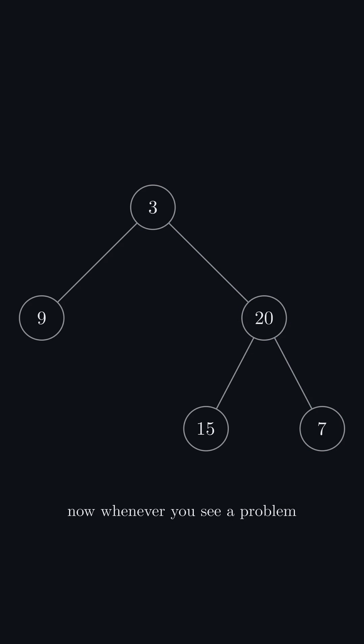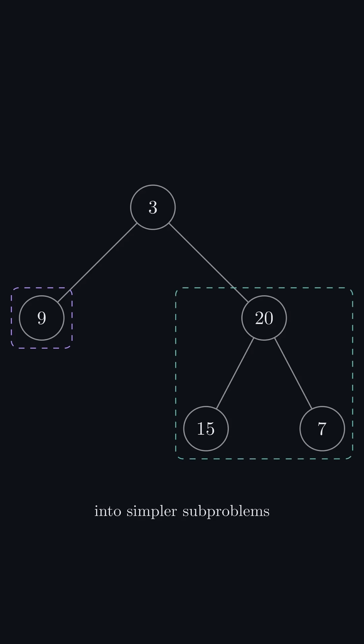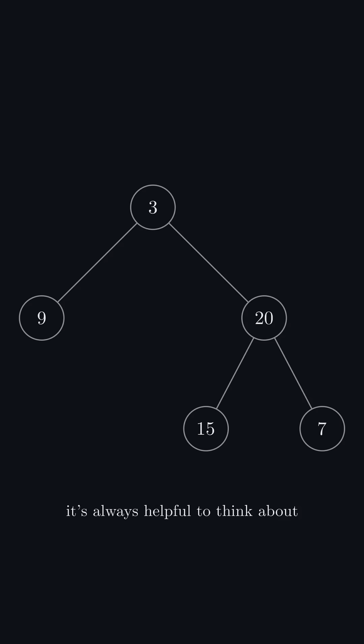Now, whenever you see a problem like this involving trees, you should consider using recursion to try and split the problem into simpler subproblems. And whenever you're using recursion, it's always helpful to think about the base case first. That is, what's the simplest case that this problem can be broken down into? The answer to that is an empty tree, because in that case, we simply return 0 no matter what.